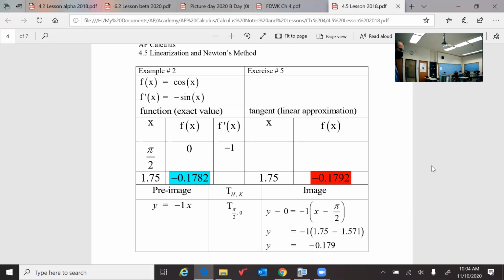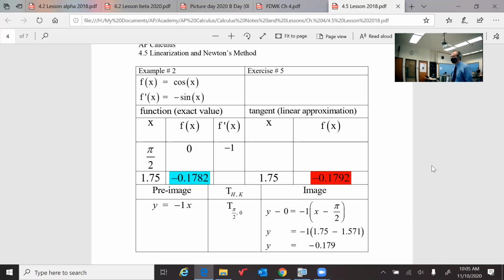In the picture in your book, that's on the red tangent line. On the blue graph, if you did this on your home screen, what is the cosine of 1.75? You get this. You're off by 1/10,000. Okay, so that's up there, that's your model.